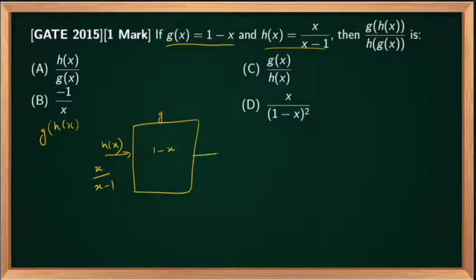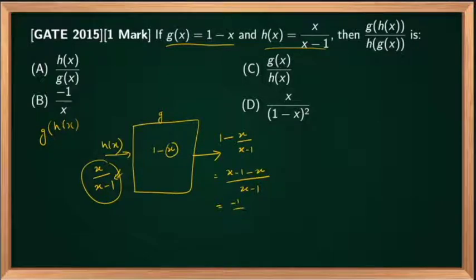So what will be the output? Give this as the input, output will be 1 minus, instead of x you have to give this, right? 1 minus x by x minus 1, so that will be equal to x minus 1 minus x divided by x minus 1, right? So that will be equal to minus 1 by x minus 1, or that's equal to 1 by 1 minus x.